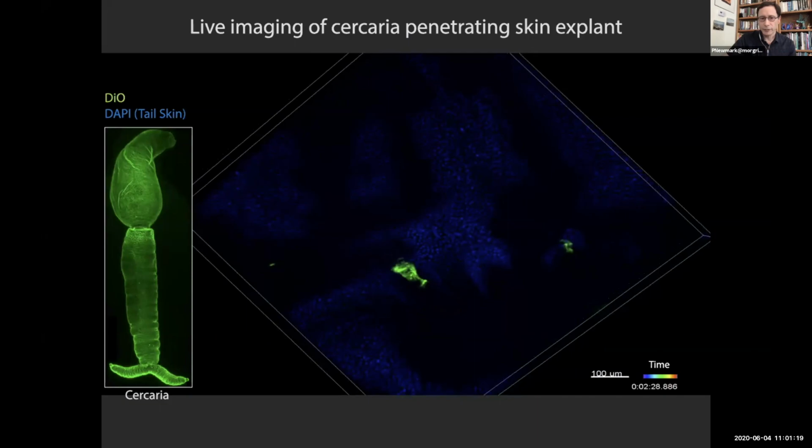Those of you that looked carefully saw that the parasite actually took its tail with it. That's because this guy cheated. It went through a broken hair follicle here. So typically they would not go through a broken hair follicle. They'd have to work a little bit harder and their tail would be shed on the way through.